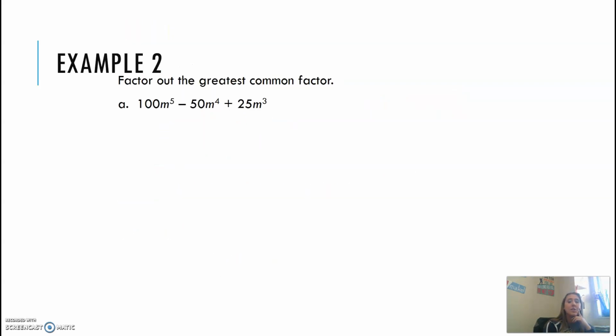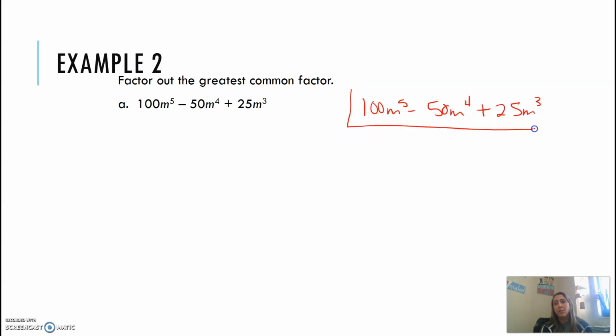All right. So now we have something a little more complicated. We've got 3 terms. They're pretty big. The degree is 5. So I'm going to go ahead and check for a GCF first. 100m to the 5th minus 50m to the 4th plus 25m cubed. So I put a box around all 3 terms, so I can still do that. There. Notice I'm separating it where the signs go with the term.